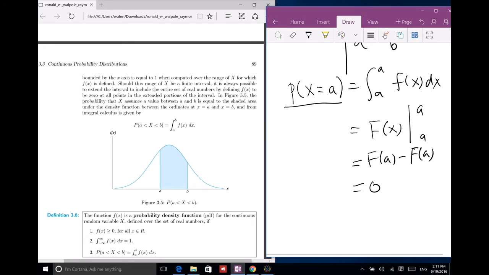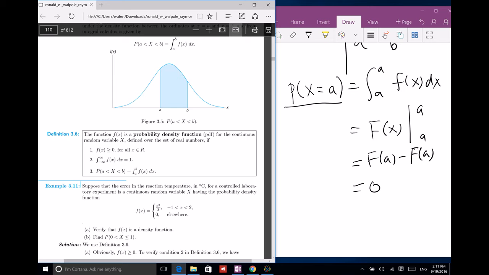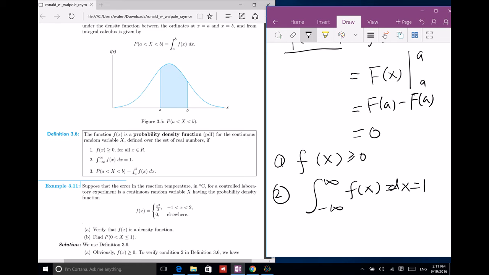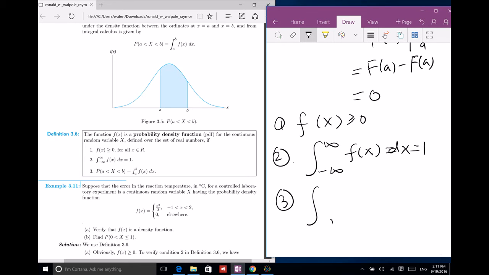Let's look at the definition. The function f(x) is a probability density function for the continuous random variable defined over the set of real numbers if, first, f(x) is bigger than or equal to 0, that's for sure. Second, the integral from negative infinity to positive infinity of f(x) dx equals 1, all the probability together. And number 3, the probability that x is bigger than A and less than B is the integral from A to B of f(x) dx. Those are the three properties or definitions of a continuous function.